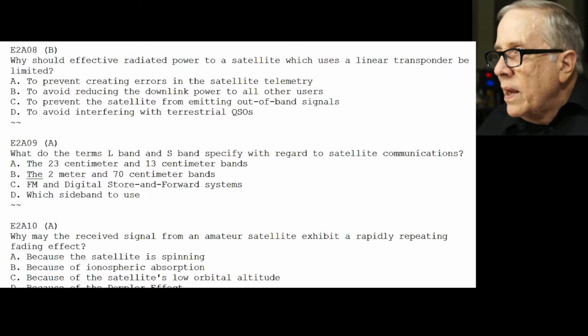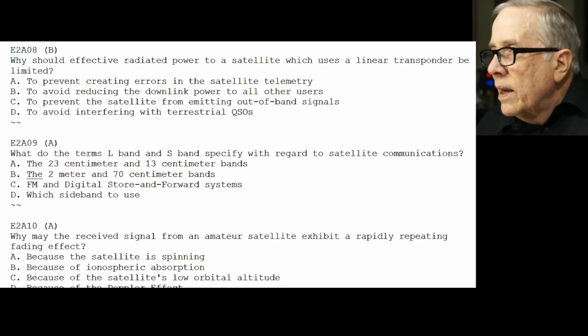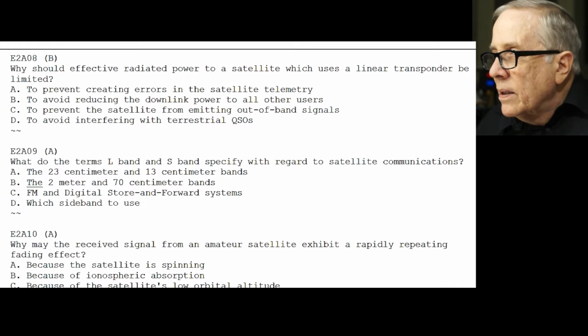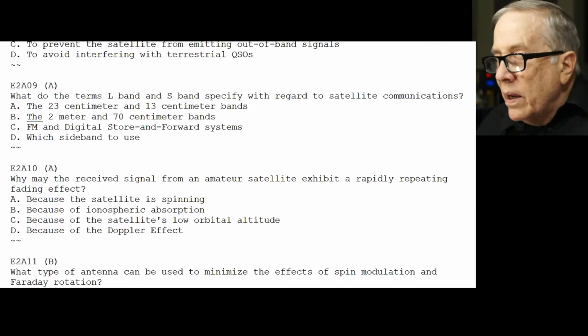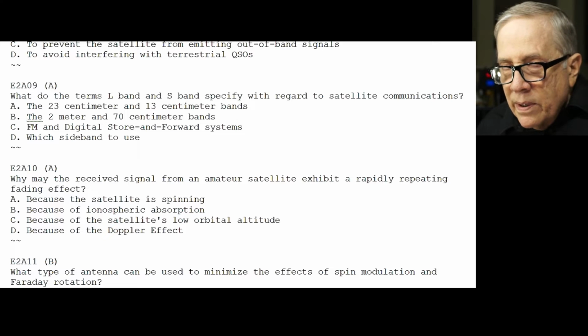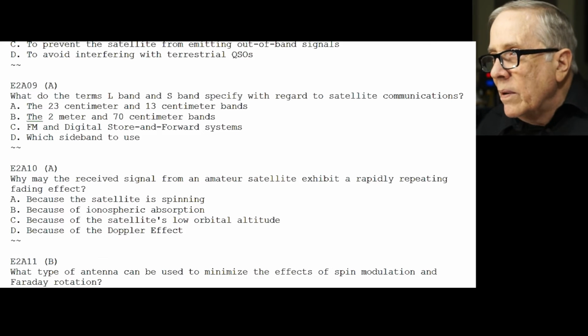E2A09, what do the terms L-band and S-band specify with regard to satellite communications? And the answer is A, 23 centimeters and 13 centimeter bands. E2A10, why may the received signal from an amateur satellite exhibit a rapidly repeating fading effect? Why does it do that? And the answer is the thing is spinning. So it's strong, weak, maybe completely gone.